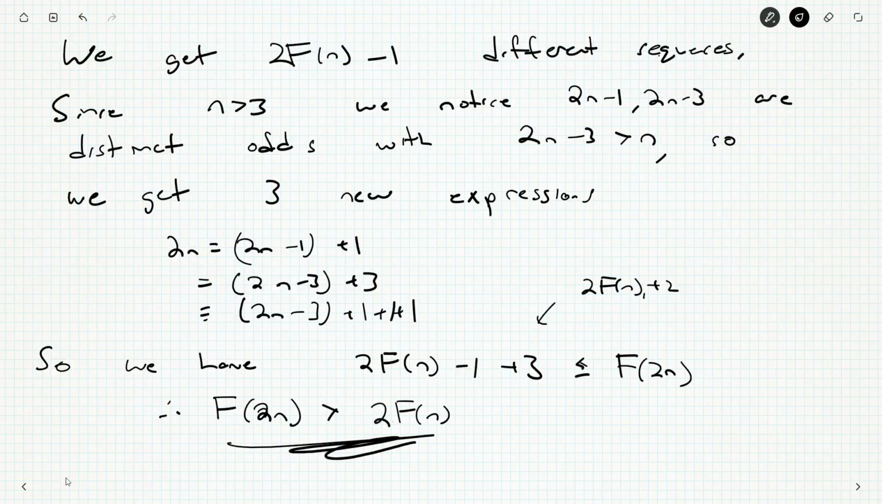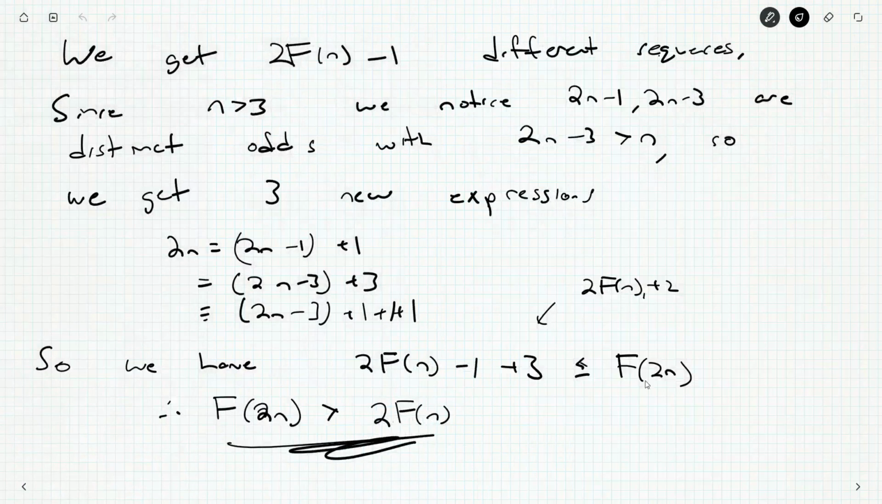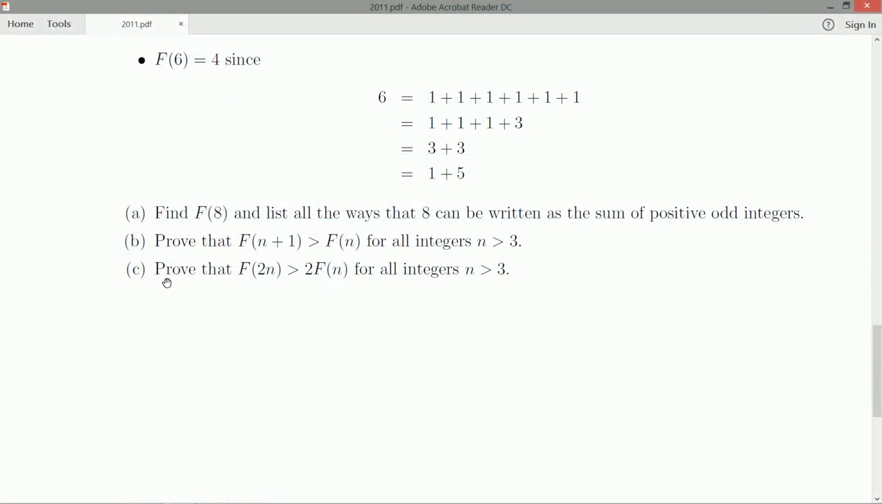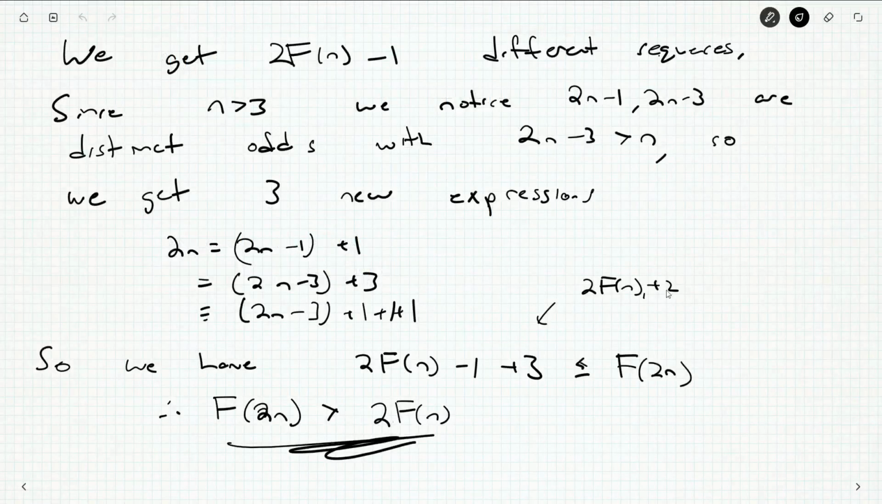It actually fell out pretty quickly after that, so maybe I could have spent a bit more time with this sort of unique expression stuff, but it's a pain in the neck to write, and I think as long as you have the main beats there, you'll get the marks. And there it is. So we have indeed shown that it's bigger than 2fn. And more than that, we've got 2fn plus 2.